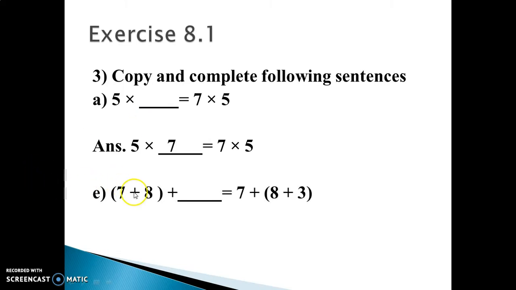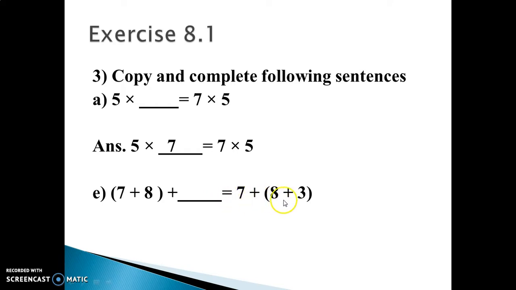Part E is 7 plus 8 plus blank is equal to 7 plus 8 plus 3. The sentence has two sides. On the left hand side we have 7 plus 8 inside the bracket, and then we are adding it with a number we don't know. On the right hand side we have 7 plus 8 plus 3. Here the bracket on 8 plus 3 indicates that 8 plus 3 is getting added first. The bracket on 7 and 8 indicates that 7 and 8 are getting added first. So we will be able to find the missing number by looking at the right hand side.